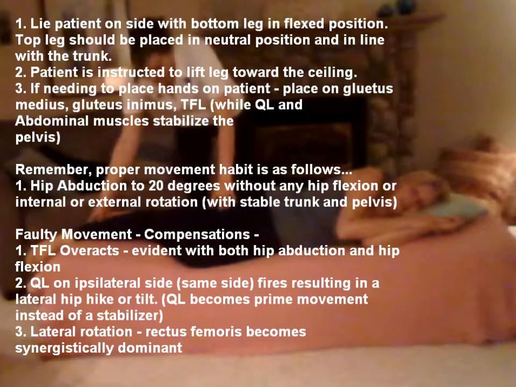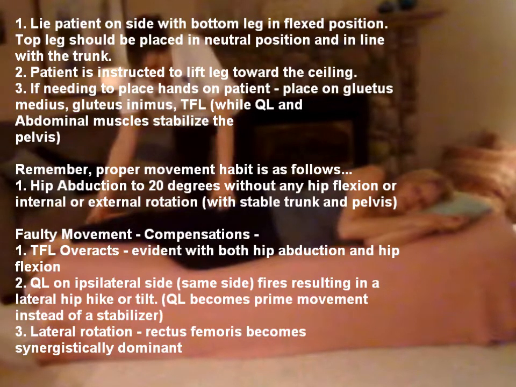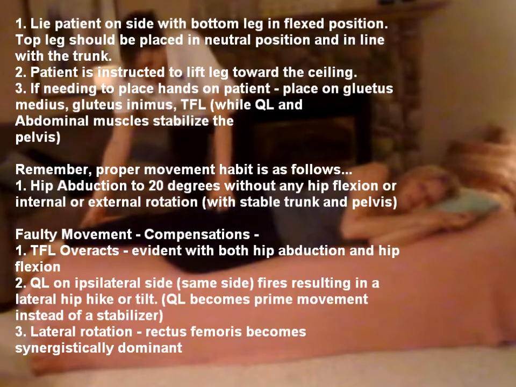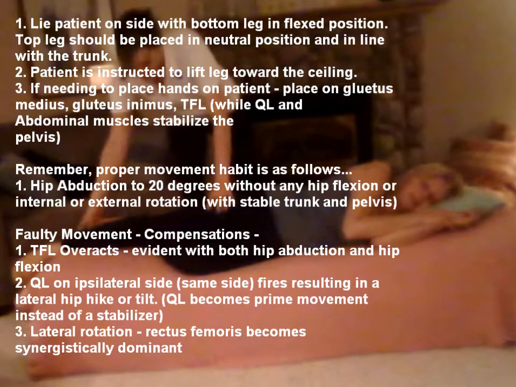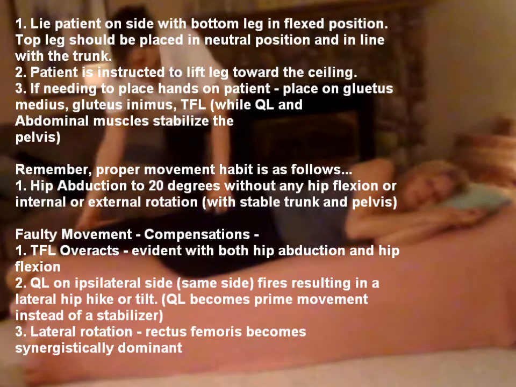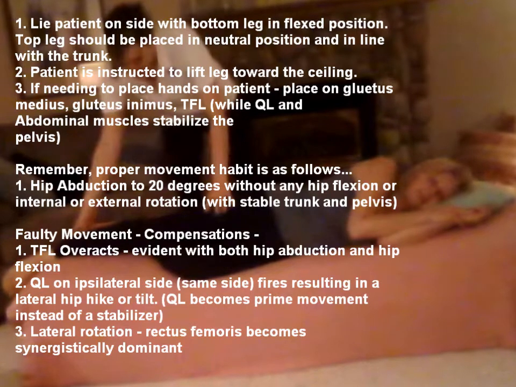We want to instruct the patient to lift the leg towards the ceiling. The normal movement pattern of hip abduction is abduction to 20 degrees without any hip flexion or internal or external rotation. Some faulty movements that we might see is that the TFL will overreact. This is evident in both hip abduction and hip flexion. Second, the QL on the ipsilateral side will fire, resulting in a lateral hip hike or tilt. Here the QL becomes the prime mover, and instead it should be the stabilizer. If there is any rotation of the hip, the rectus femoris becomes synergistically dominant, and that's not what we want.